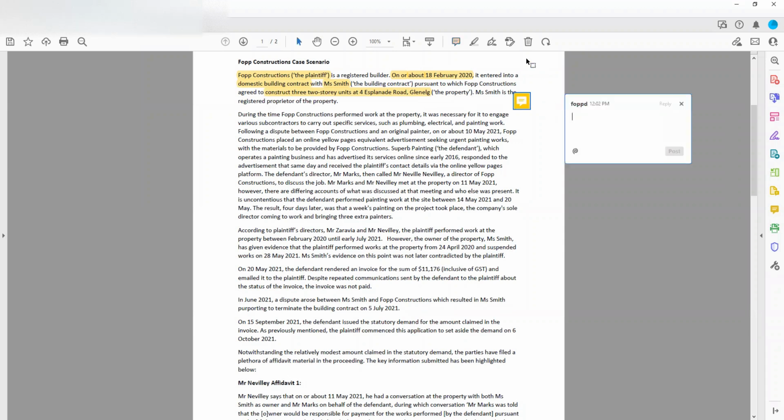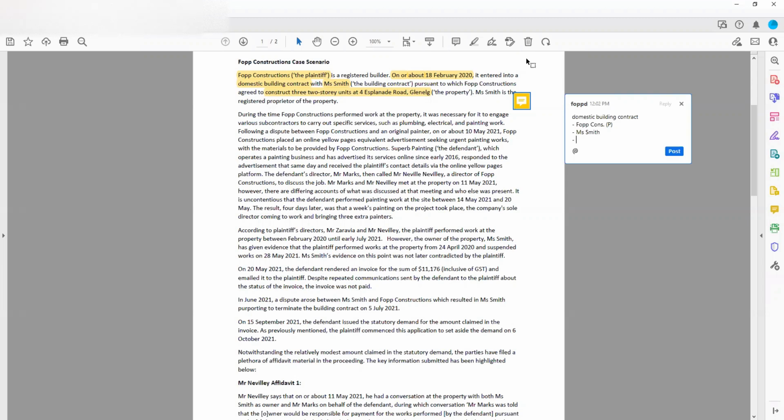So what we're going to do here is we're just going to write domestic building contract. Who is it between? We have FOP Constructions, and we know that they're the plaintiff. We have Ms. Smith. We don't quite know if she is the defendant or not yet, but we could assume, but we're not going to. We're going to read everything first.